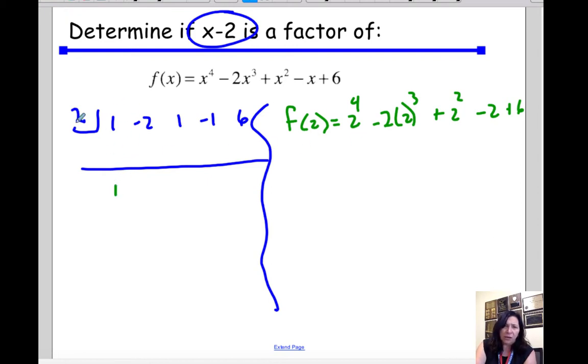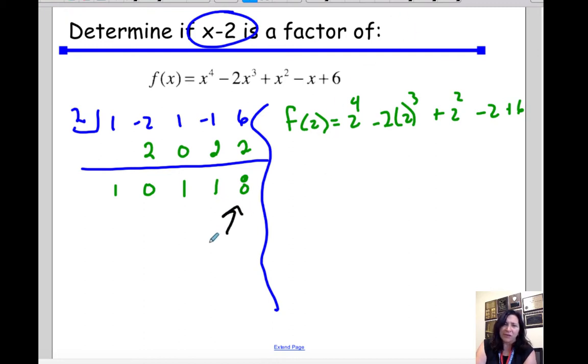Okay, so let's add down. Add down, I get 1. Multiply across, I get 2. Add down, I get 0. Multiply across, 0 times 2 is still 0. 1 plus 0 is 1. Multiply across, I get 2. Add down, I get 1. 1 times 2 is 2. 6 plus 2 is 8. Bummer. So I got 8.